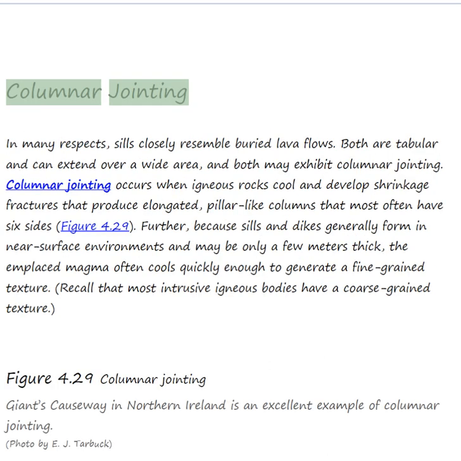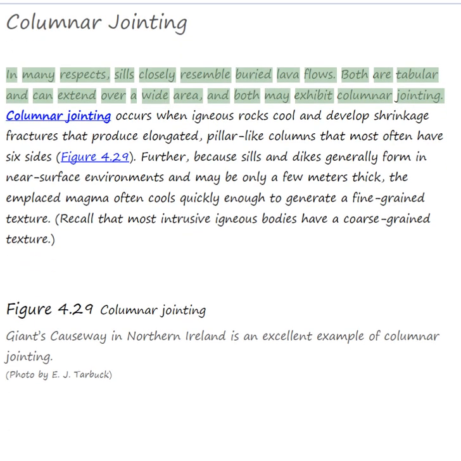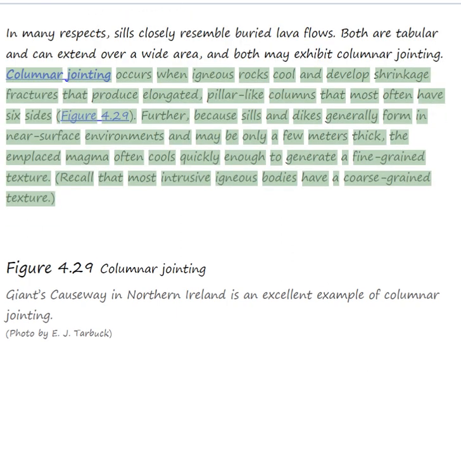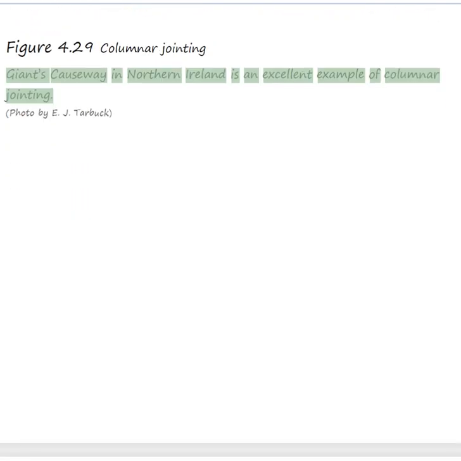Columnar jointing. In many respects, sills closely resemble buried lava flows. Both are tabular and can extend over a wide area, and both may exhibit columnar jointing. Columnar jointing occurs when igneous rocks cool and develop shrinkage fractures that produce elongated, pillar-like columns that most often have 6 sides. Further, because sills and dikes generally form in near-surface environments and may be only a few meters thick, the emplaced magma often cools quickly enough to generate a fine-grained texture. Giant's Causeway in Northern Ireland is an excellent example of columnar jointing.